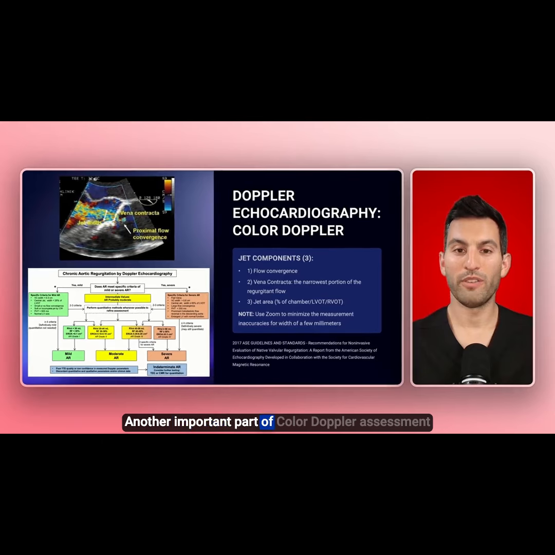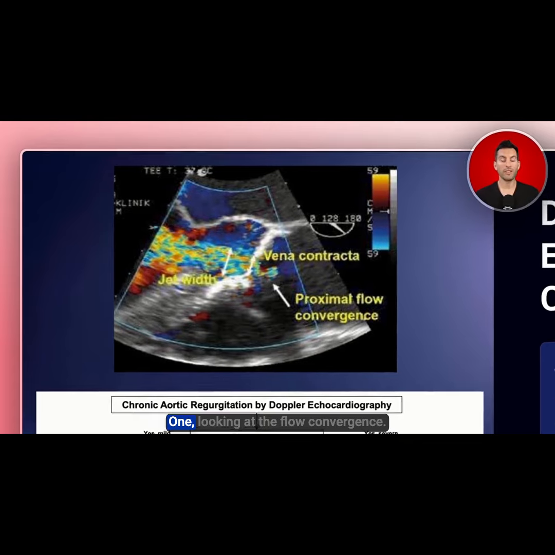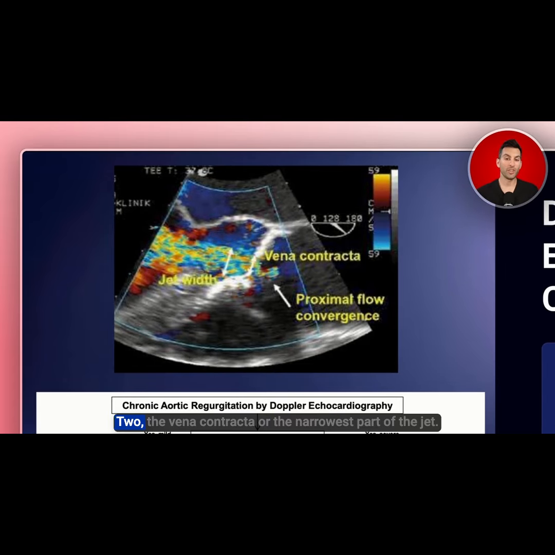Is it a central jet or is it eccentric, as these could indicate very different types of valvular pathologies? Another important part of color Doppler assessment of the valve is looking at the jet components. And there's 3 pieces of information you can get here. 1, looking at the flow convergence. 2, the vena contracta, or the narrowest part of the jet. And 3, looking at the jet area.